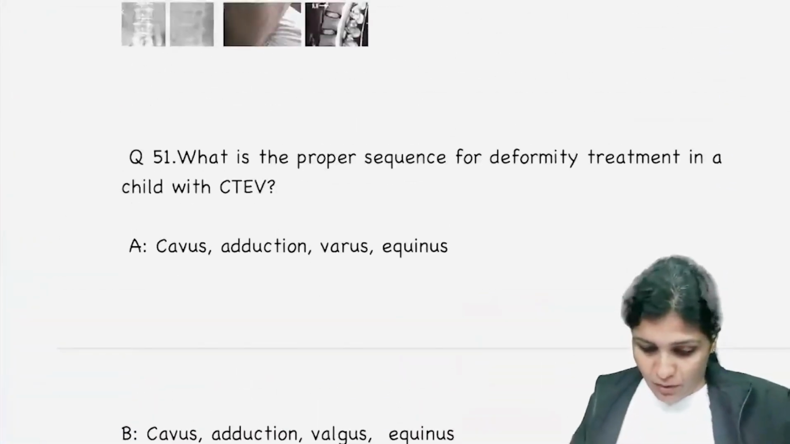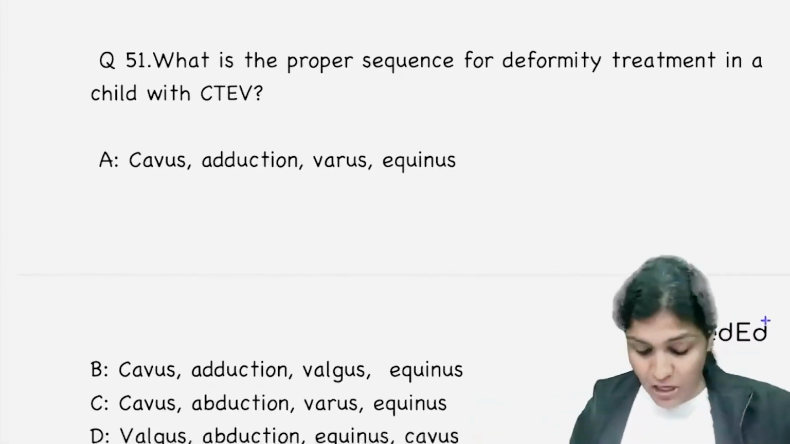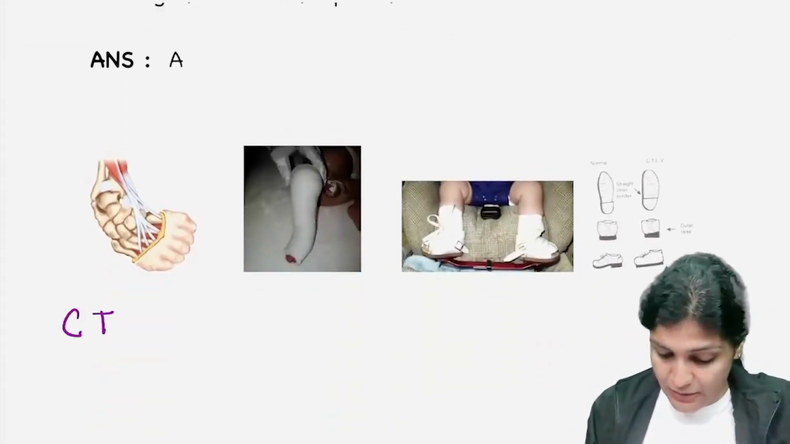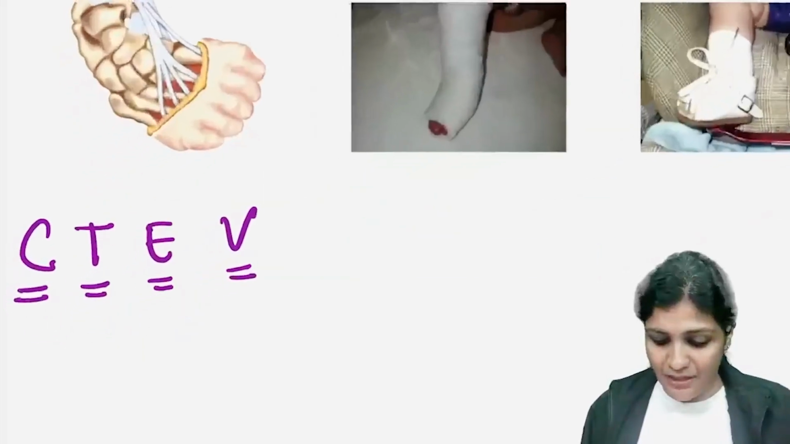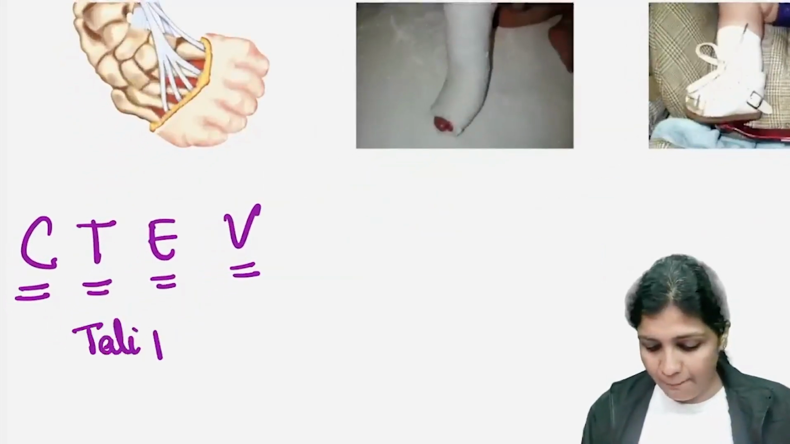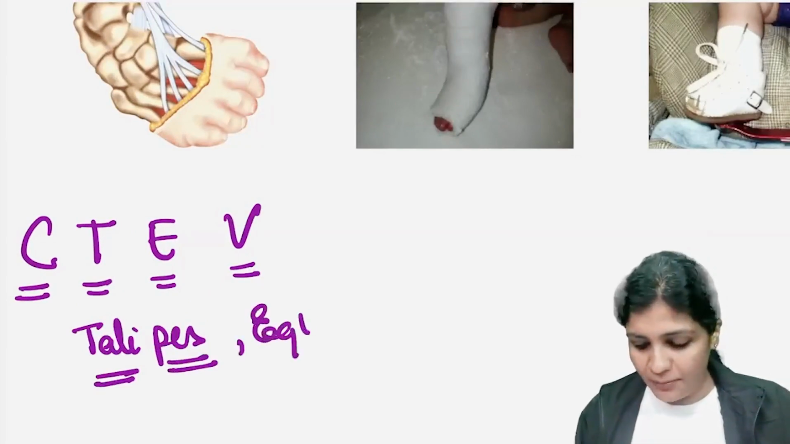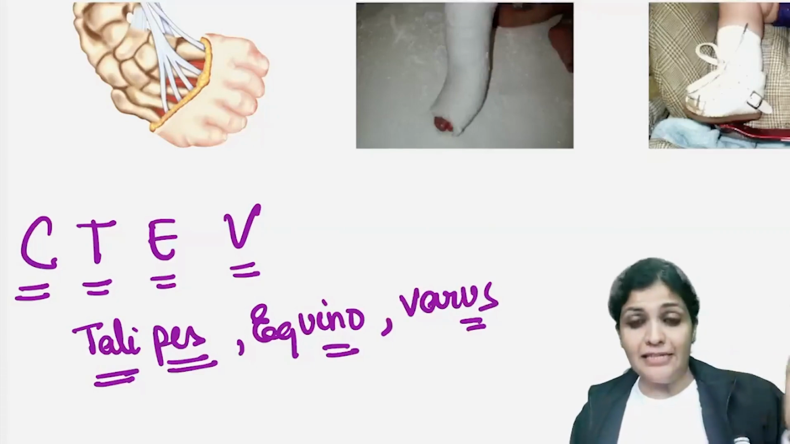CTEV we have not covered. Okay, let's do CTEV. Which is the proper sequence for the deformity correction in a child with CTEV? CTEV is congenital talipes equinovarus. Talipes means ankle and foot. There is deformity in the ankle, that is equino, and in the foot there is varus. So that is the meaning of CTEV.